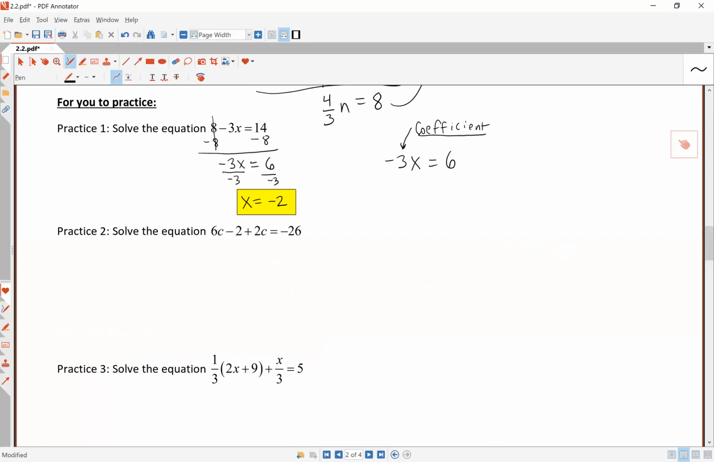Practice 2. On the left side, we must simplify first. 6c plus 2c is 8c, and then we have the minus 2 equals negative 26. We undo the minus 2 by adding 2, and that leaves us with 8c equals negative 26 plus 2 is negative 24. We solve for c by dividing by 8, giving us c equal to negative 3.